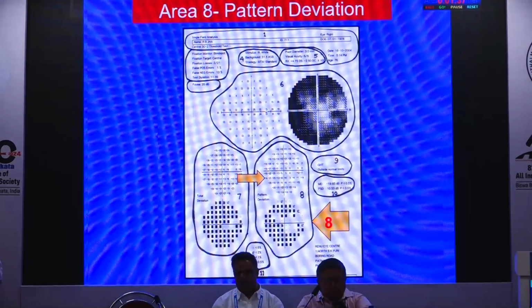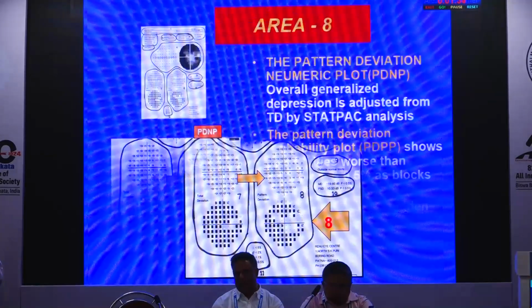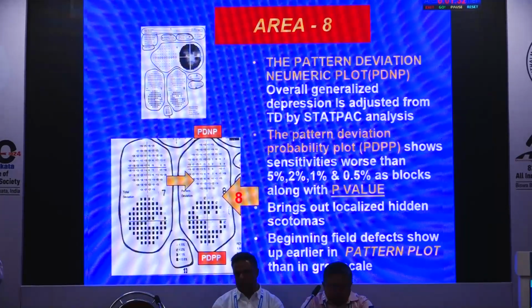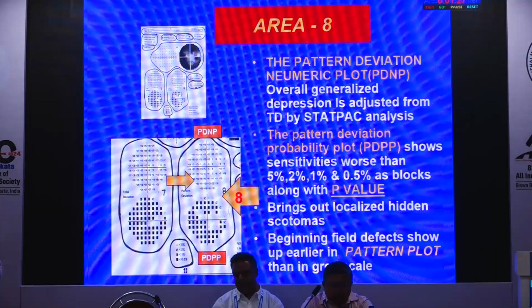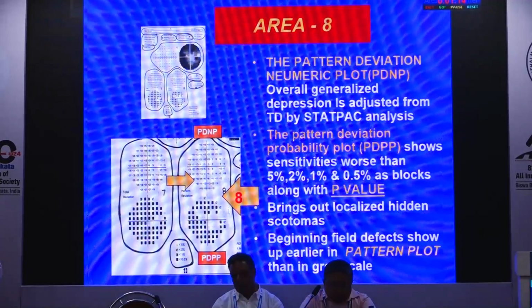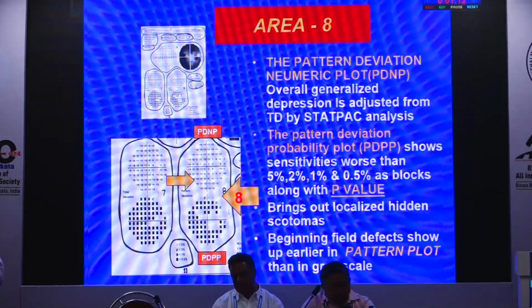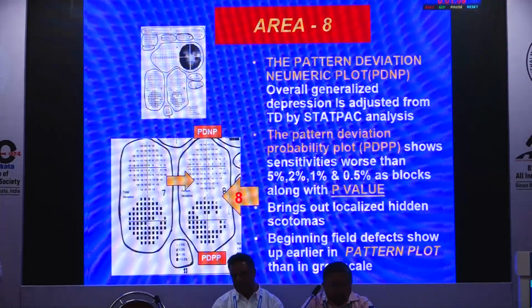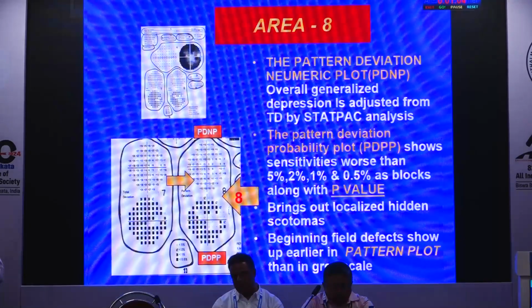So coming to the pattern deviation numeric plot, this is derived from the total deviation plot. What is done is that the total deviation can be because of a sensitivity loss because of cataract, corneal opacity and vitreous opacity and other things. So that has to be differentiated and eliminated, and glaucoma-specific analysis can be done only when they are eliminated. So this pattern deviation numeric plot, by applying a STATPAC analysis, gives you the idea in numeric values as well as the probability plot value.